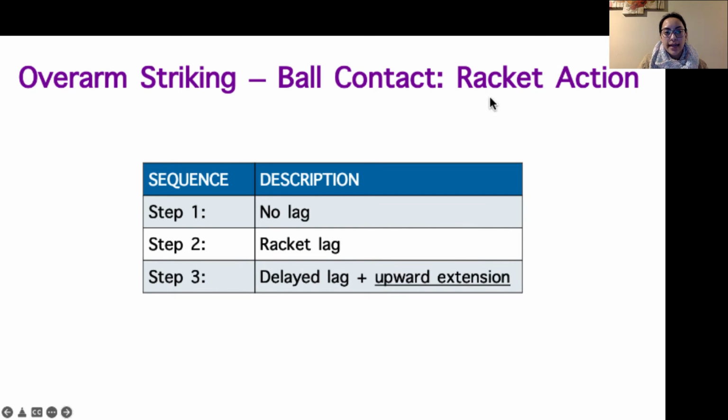The last thing we look at in overarm striking is the racket action and how much lag there is. With more proficiency, there's more of a lag to enhance the force that's transmitted into the ball. I feel like I just keep repeating that, so I apologize if that's getting redundant, but hopefully the concept is making sense. And the way that we would describe the lag is pretty similar to the flowchart that we saw for sidearm striking. You just change the orientation of the strike to overhead instead of sideways.